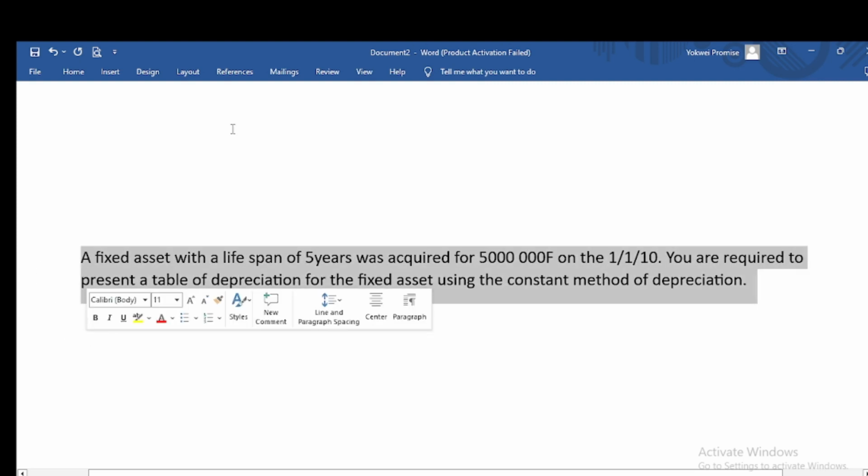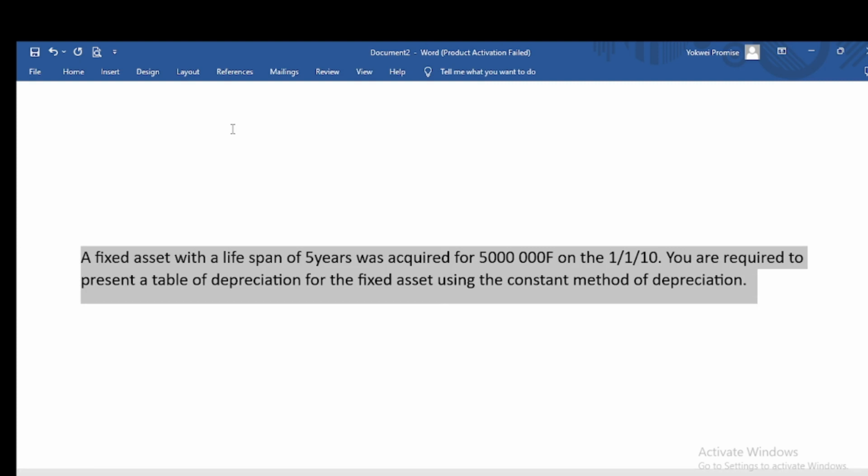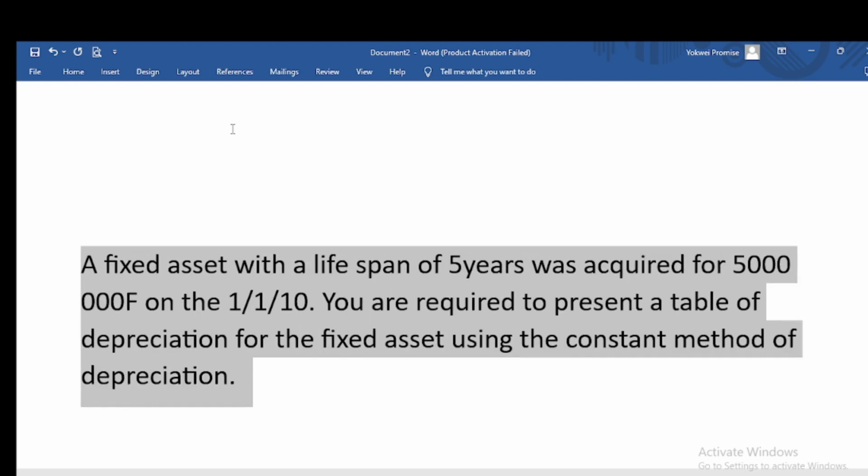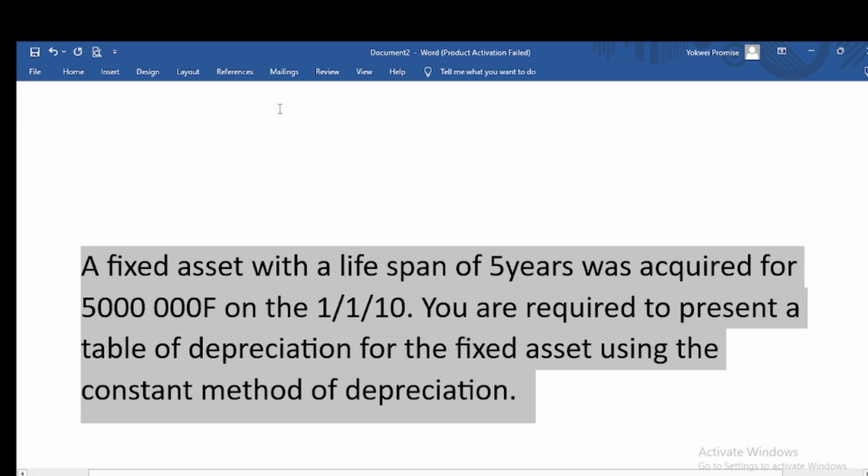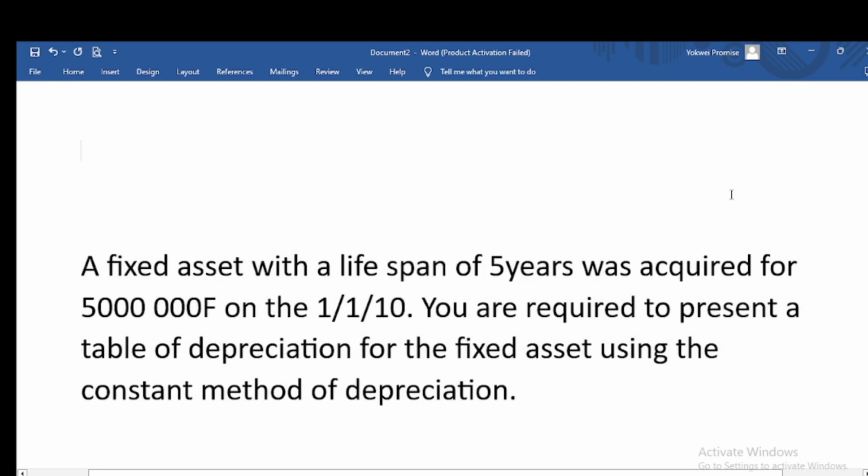They say it was acquired on the 1st of January, and the duration or the lifespan of this asset is 5 years, and the original value of this is 5 million.